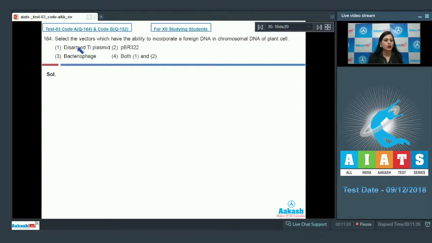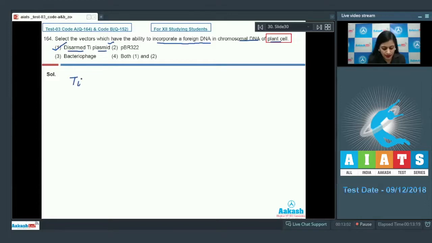Question number 164. Select the vectors which have the ability to incorporate a foreign DNA in chromosomal DNA of plant cell. So you need to find out the vector with respect to plant cell. And the very first option given is disarmed Ti plasmid. And this is a correct answer to our question because it is disarmed Ti plasmid which is used to incorporate foreign DNA in chromosomal DNA of plant cell.